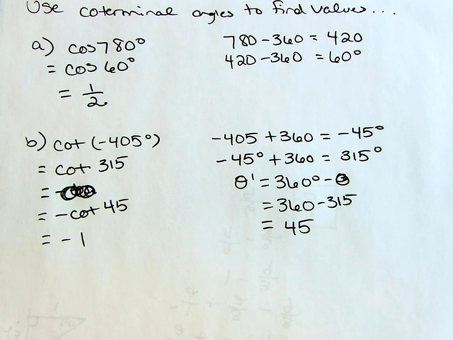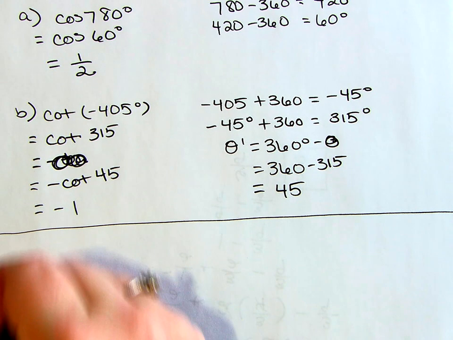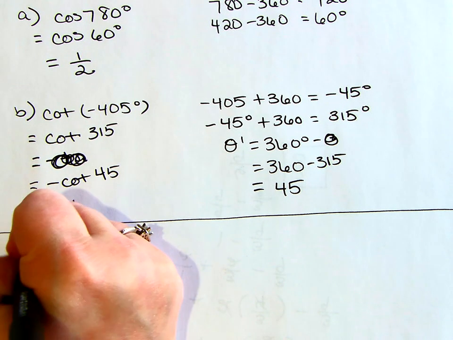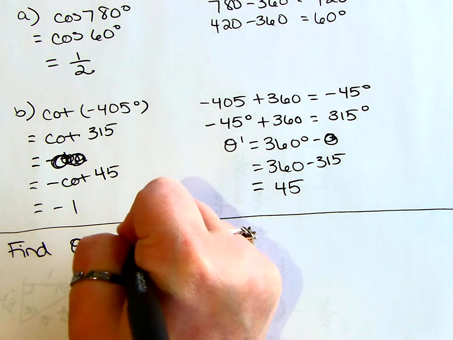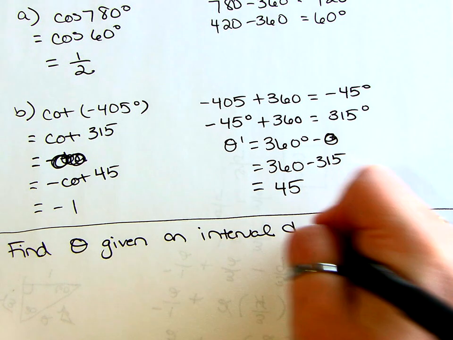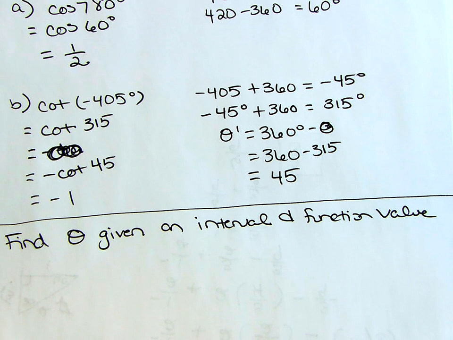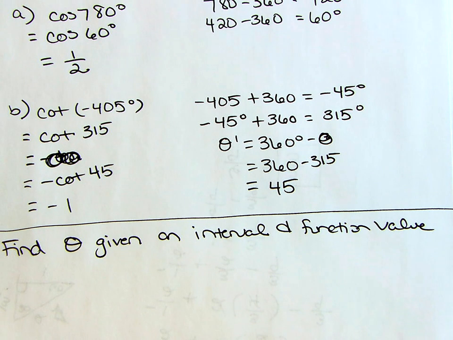So those are pretty much just like the ones we did before in our expression one, but I wanted to do a couple extra examples of that. Now we're going to find theta given an interval and function value. Really, these last few problems are just worded slightly differently, but we're still doing the exact same process. I wanted to make sure to give you an example of everything you're going to see on your homework or on your quizzes.